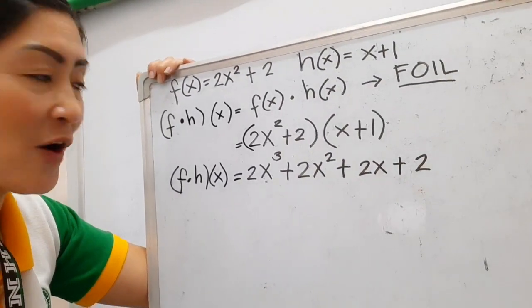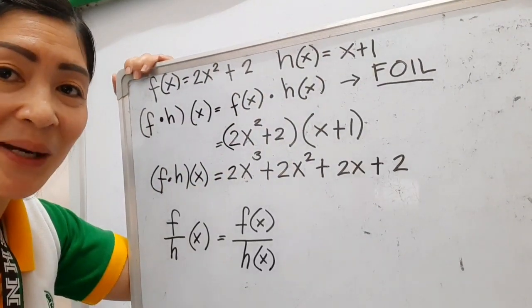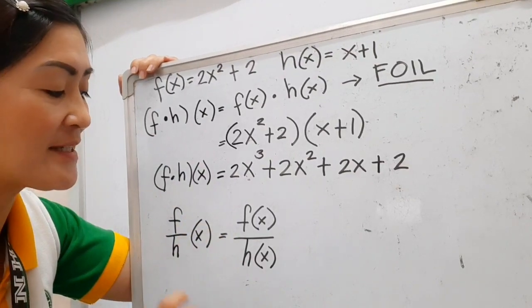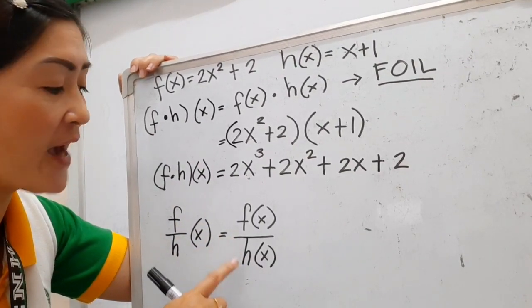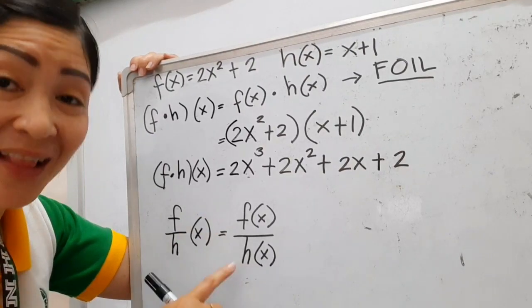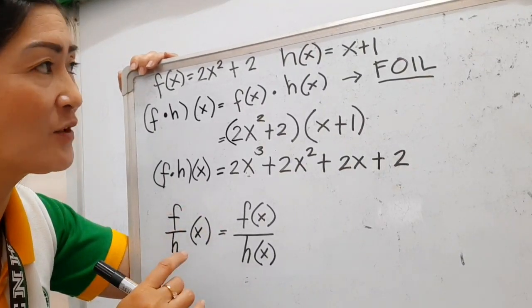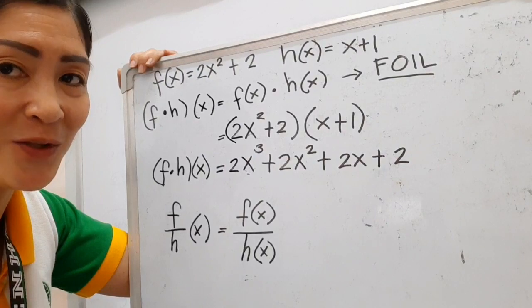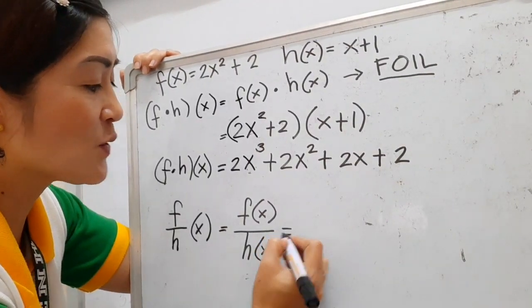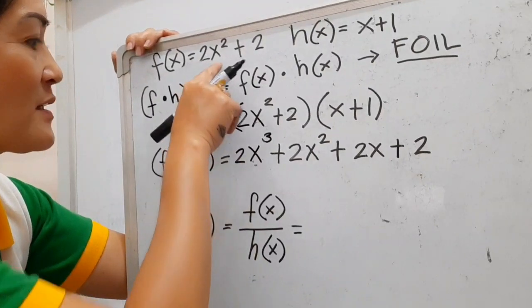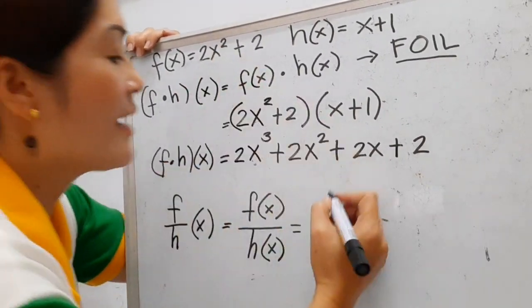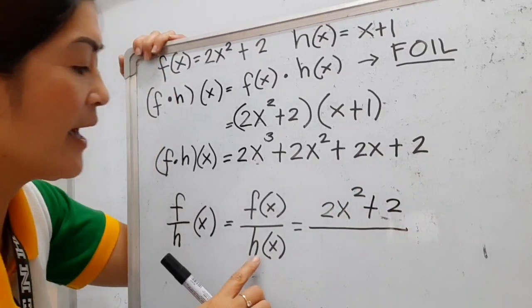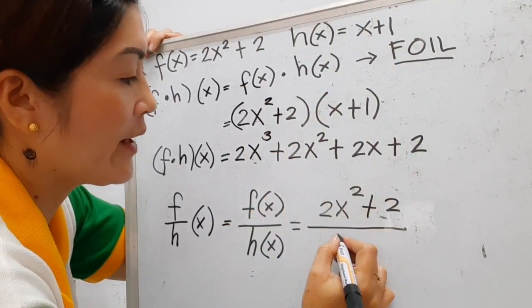What about getting the quotient of the two functions? As I have said earlier, we can only get the quotient of the two functions if the denominator or the divisor, the value rather of the divisor, is not equal to 0. So as you can see, our divisor is x plus 1 and it is not equal to 0. So we can now determine their quotient. So substituting the value of f of x as 2x squared plus 2 divided by h of x, which is x plus 1.